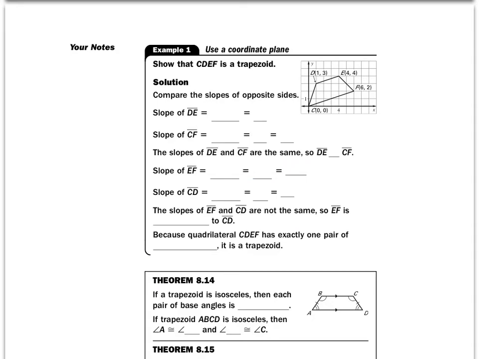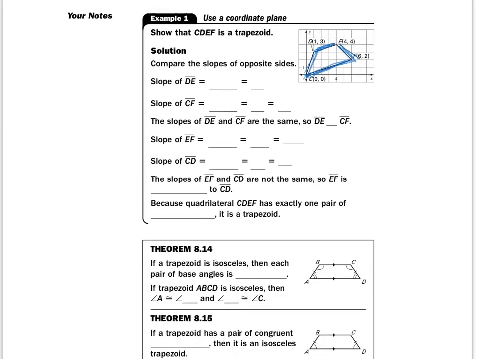Okay, we're not actually going to do example 1. I think it's a little bit long to do. Let's just talk about how to prove this. If we had to show that this is a trapezoid, we know a trapezoid has one set of parallel lines. So we would calculate the slope of this line up here and this line over here and prove that they're parallel. And then we would calculate the slope of these two and prove that they're not parallel.